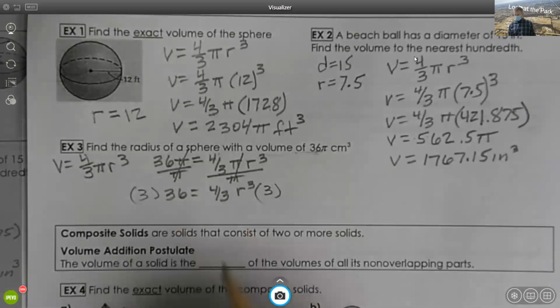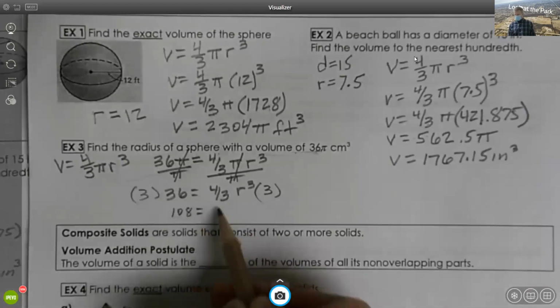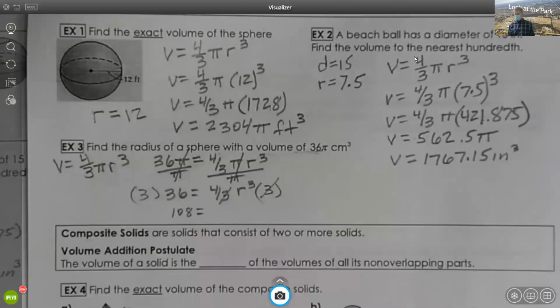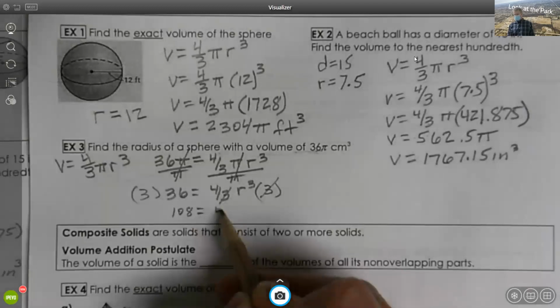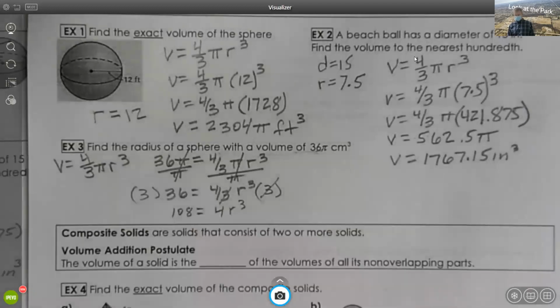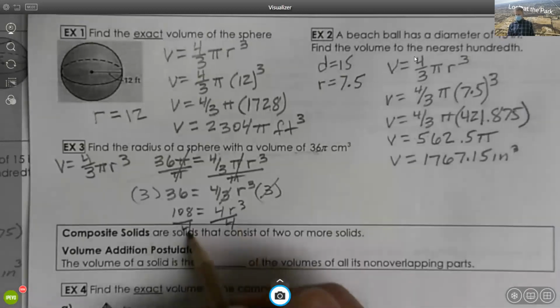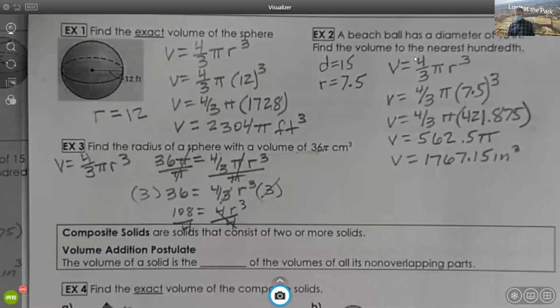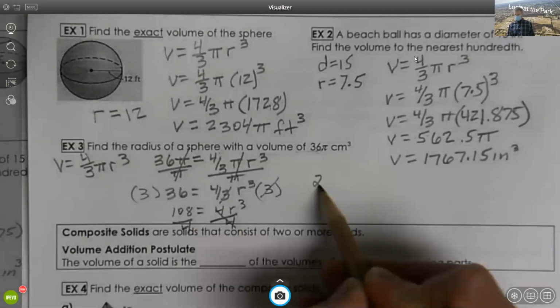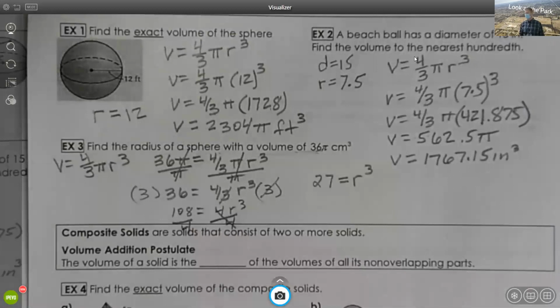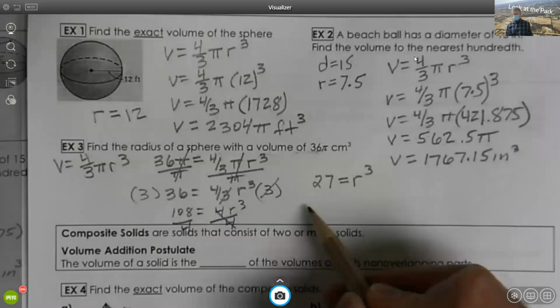So we get 108. And the 3's cross out because you have a 3 on top and a 3 in the denominator. That leaves us with 4r cubed. So here we're going to divide by 4. And 4 goes into 108 27 times. So that gives r cubed the value of 27. So r times r times r is 27. We've got to take the cube root of 27.